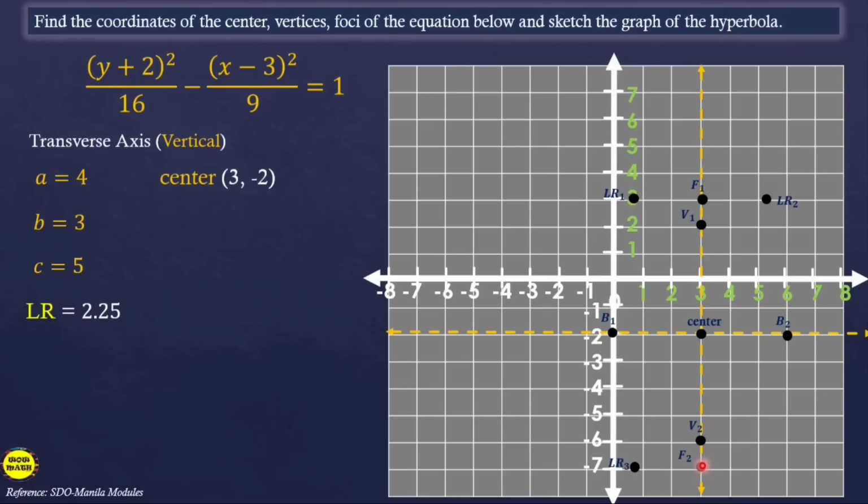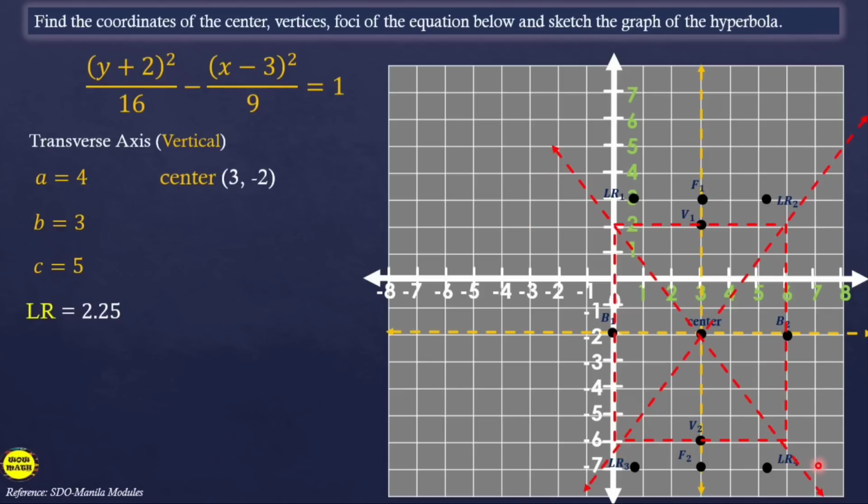Mula dun sa F sub 2 natin, move tayo ng 2.25. And then ganun din sa right side. So anong sunod na gagawin? Of course, i-connect natin yung vertices natin para sa rectangle para makuha natin yung asymptotes natin. So, i-connect lang natin itong vertex nito, itong dulo rin dito, lagyan ng diagonal para makuha natin yung asymptotes natin. So, ganun din dito sa kabilang side, lagyan natin. So, ito yung asymptotes natin dito, class.